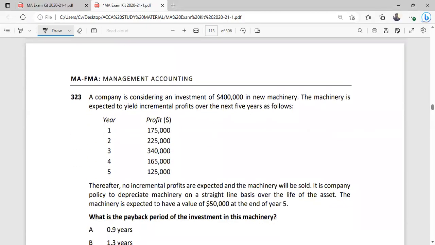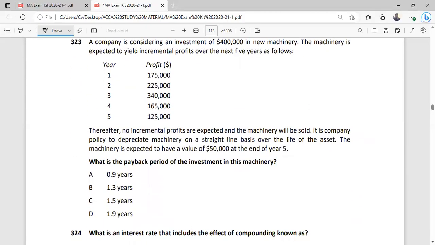Okay. Then a company is considering an investment of $400,000 in a new machinery. Machinery is expected to yield incremental profits over the next 5 years. Thereafter, no incremental profits are expected, and the machinery will be sold. It is company policy to depreciate machinery on a straight line basis over the life of the asset. The machinery is expected to have a value of $50,000 at the end of the year. What is the payback period of the investment in the machinery?